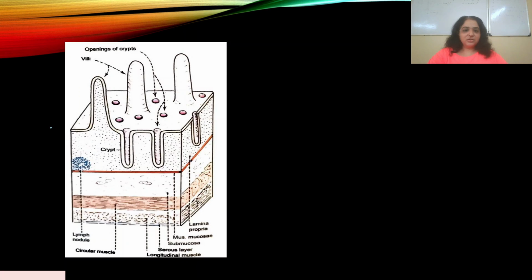So here's the structure. You have the villi over here. This dotted part that you see here is the lamina propria. It basically forms a part of the mucosa. You have the submucosa over here, then you have the muscularis mucosae, and then you have the lamina propria. So this forms a part of the mucosa.